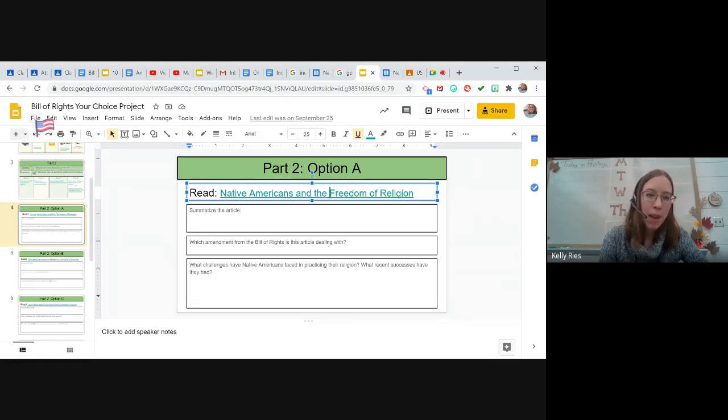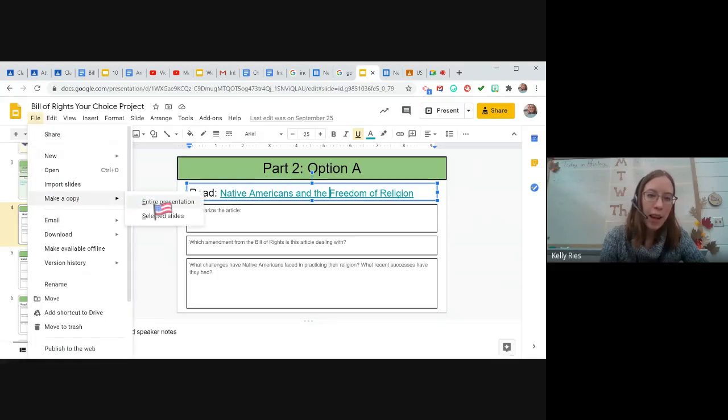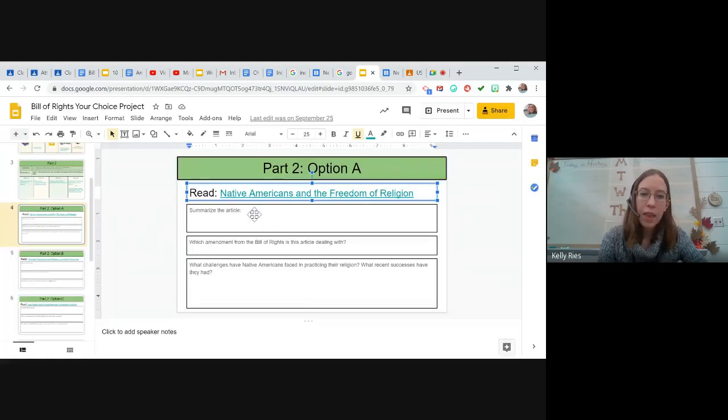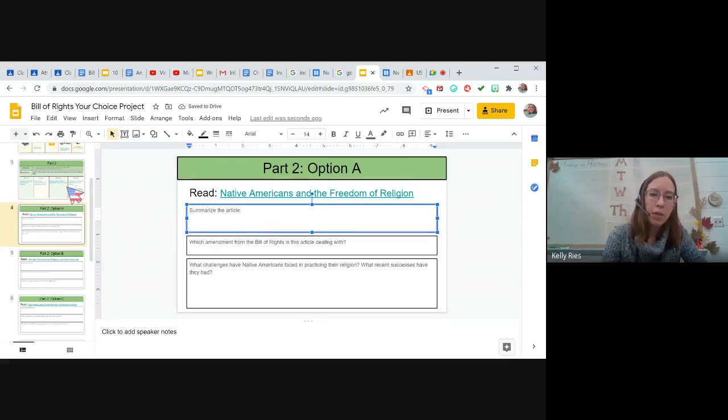You do this by making a copy of this slide. You hit entire presentation, you put your own name, and there you will be able to type in your answers here. So as I said, you have 4 different options to work with.